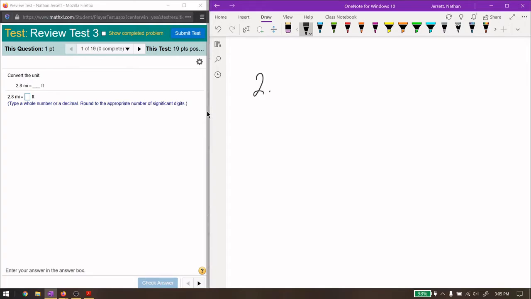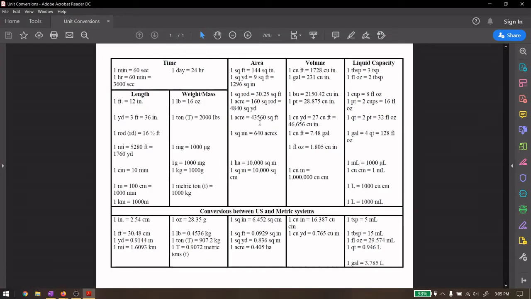2.8 miles equals how many feet? I make that over 1, and we're going to multiply it by some unity fraction. I have a sheet here where you go to the videos; you should see the unit conversion sheet. And what we're looking for is miles to feet.